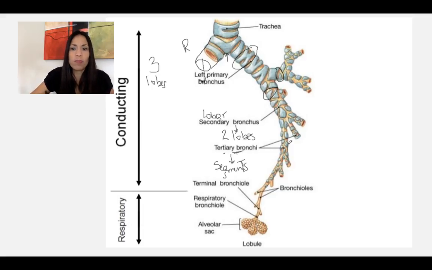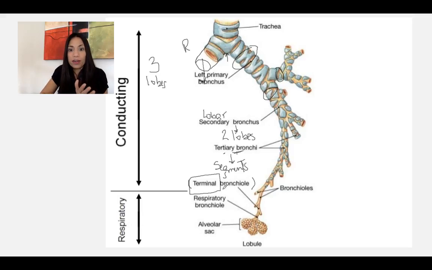Now, each tertiary bronchus will keep branching again into smaller and smaller branches, and after the 20th order or generation of branching, this branch has given rise to at least 300-400 million of these little smaller bronchi. They end in the smallest of the bronchioles, which is called the terminal bronchiole. Terminal bronchiole marks the end of the conducting zone of the respiratory tract.